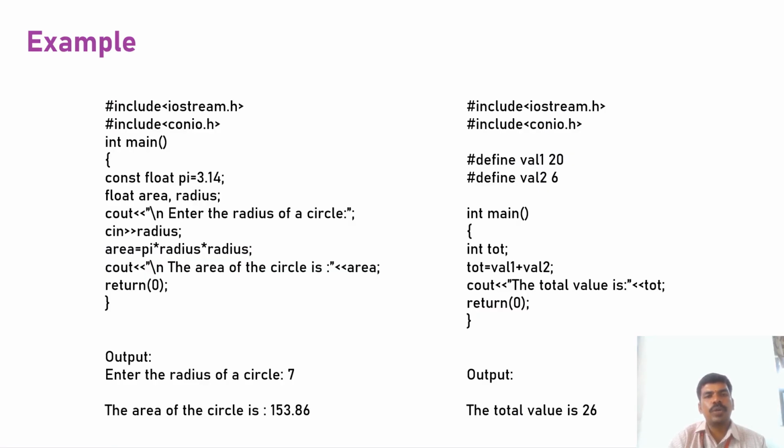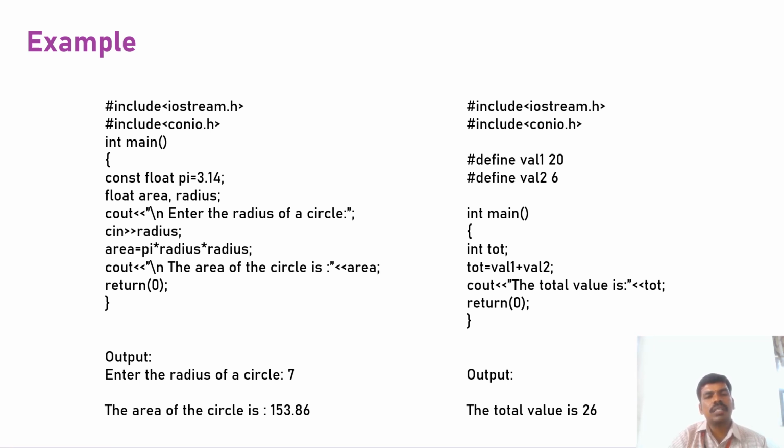This is the example program. Here the constant is declared. The pi value is constant wherever we are using it. This program is used for finding the area of a circle. For that we have declared variables of floating point data type, area and radius. Based on these two values, we are going to calculate the area of the circle.